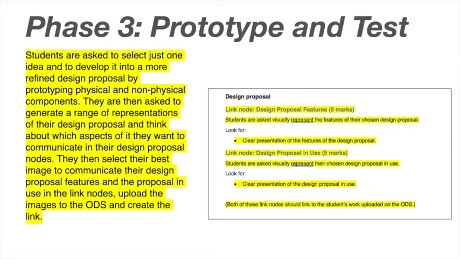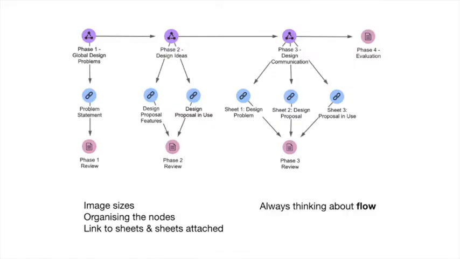Finally, in phase 3, prototype and test, you're asked to select just one idea and develop it into a more refined design proposal. You're creating the physical and non-physical components, so you're actually making it. And what you might want to communicate in the design proposal, you want to have these physical representations, you want to have these posters that explain your process. So you want a clear presentation of what your features are, what you've selected, and what your criteria are.